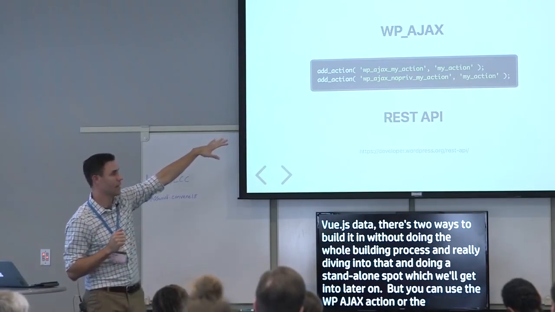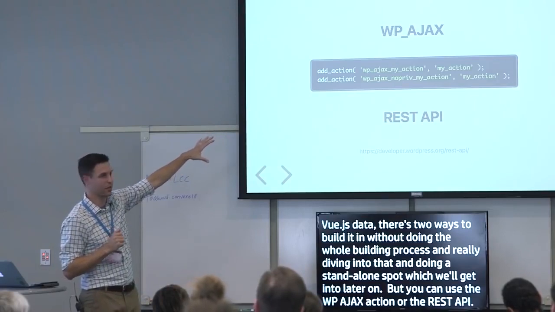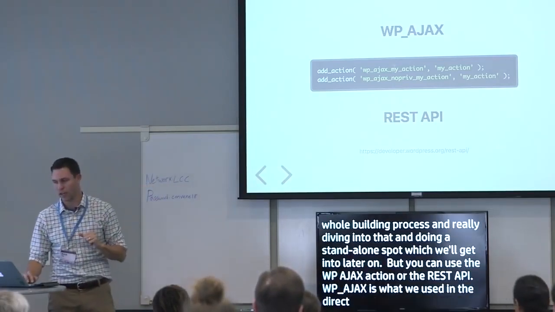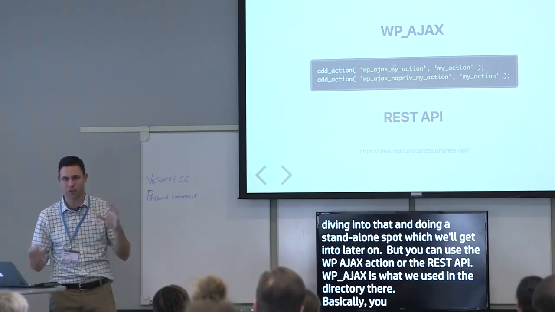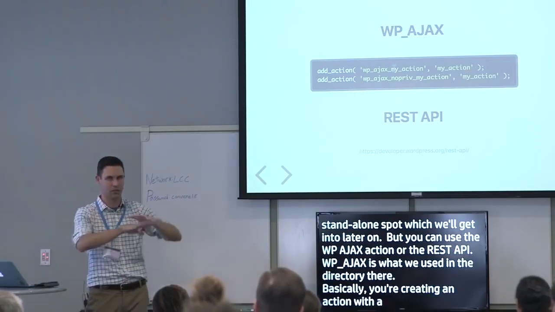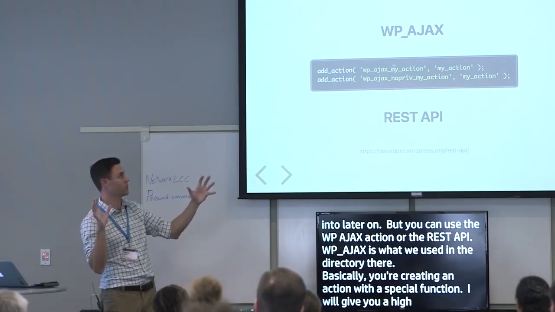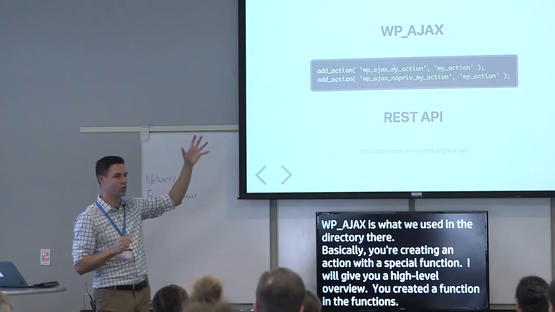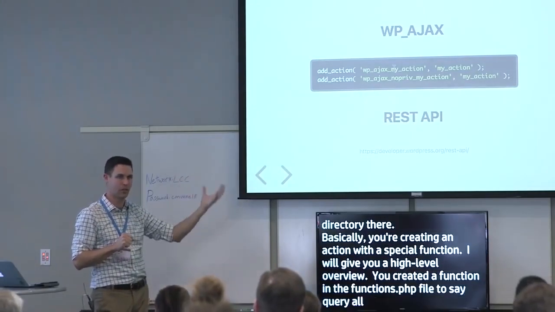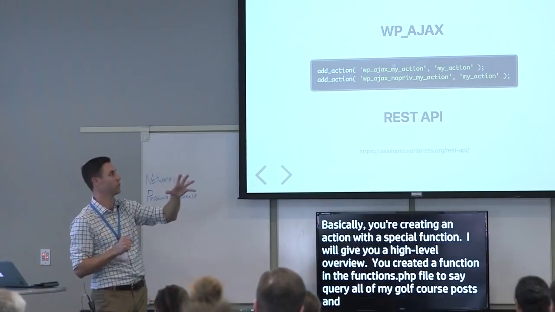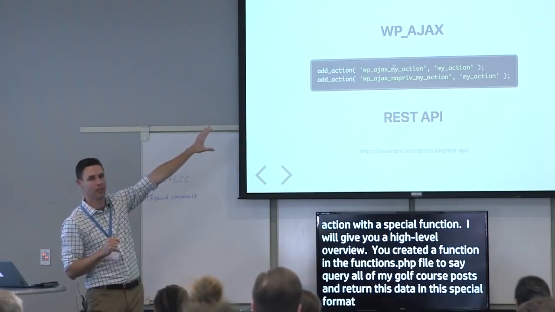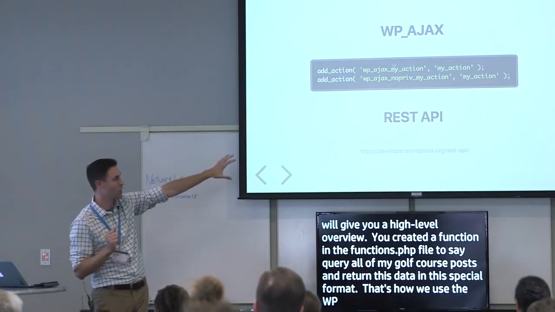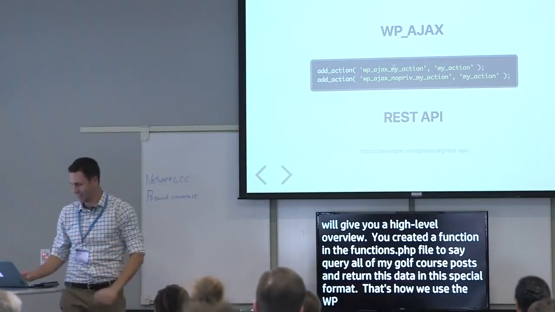WP Ajax is exactly what we used in the NCGA directory there. Basically, you're creating an action with a special function that you create. I won't get into it too much, I'll just give you a high-level overview. You create a function in the functions.php file to say, all right, query all of my golf course posts and return this data in this special format. That's how we use the WP Ajax. The REST API is really, really cool, and I'll show you an example of that in a second.